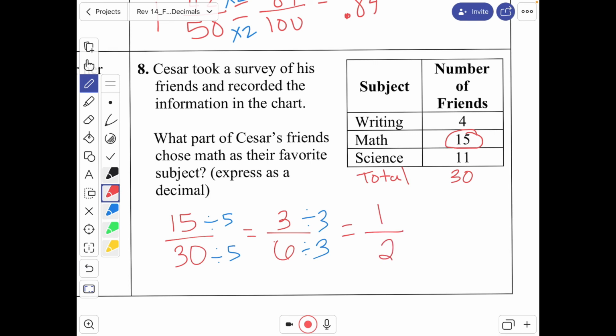So 15 thirtieths is 1/2, which is 0.5. And you can put the 0 in front. You do not have to put the 0 in front. You can even put extra zeros behind and it won't change anything. Any of those answers are acceptable.